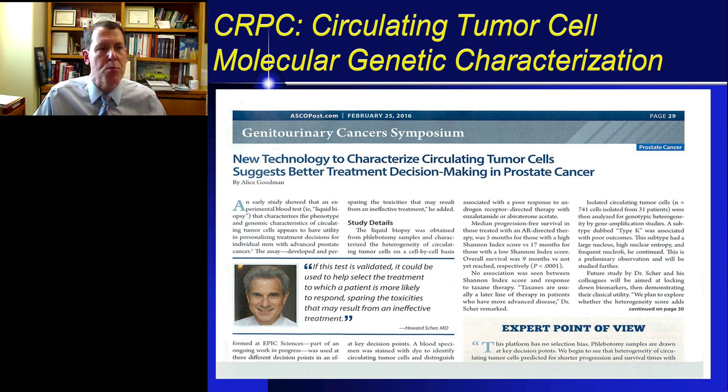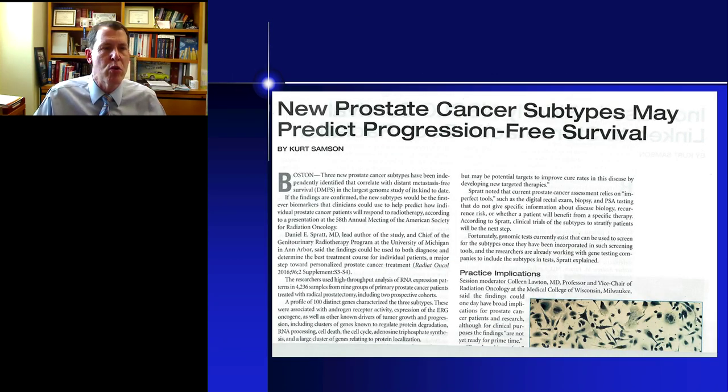And this headline, new prostate cancer subtypes may predict progression-free survival. In other words, the idea of the future would be to do that novel testing of circulating tumor cells or of tumor tissue, and to base therapeutics more on the molecular aspects than on classic traditional aspects of cancer stage and grade.